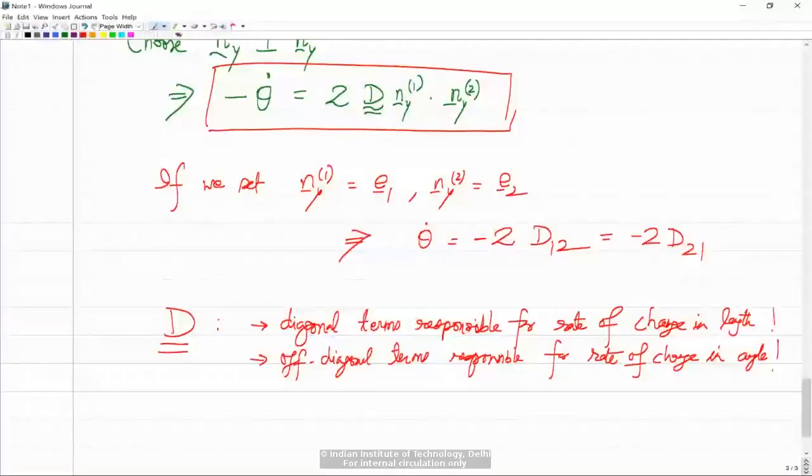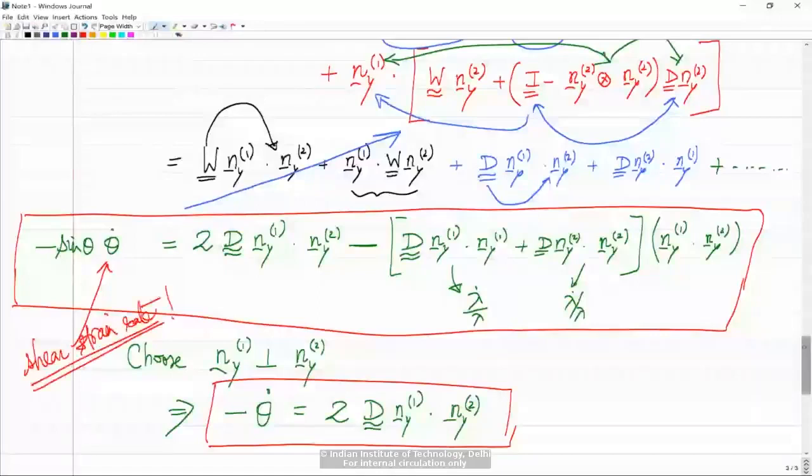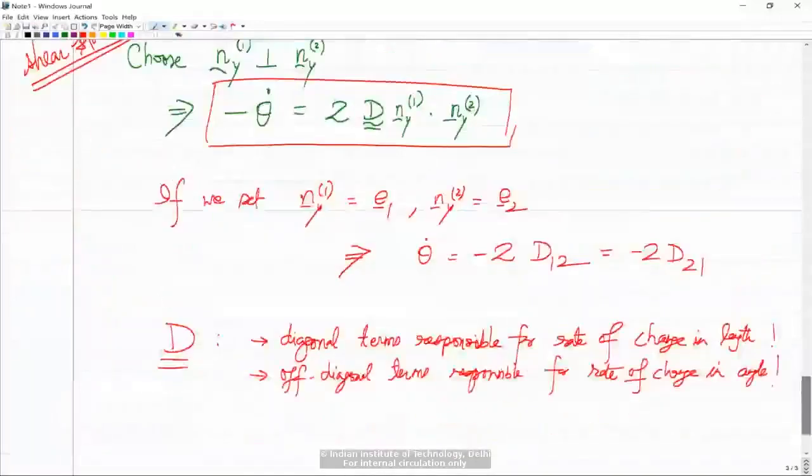Okay, the rate of change of angle is directly related to shear strain, isn't it? Because change of angle is shear strain, and its rate is the shear strain rate. Okay, so this is shear strain rate. And this is something people in fluid mechanics often work with. All right, so we have derived an exact formula for the different rate of changes.